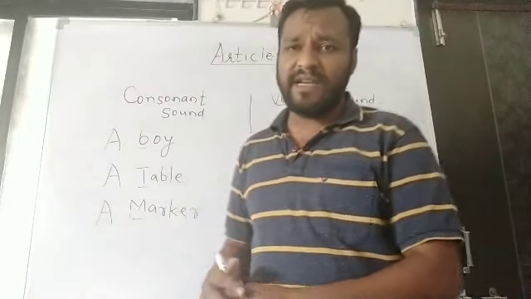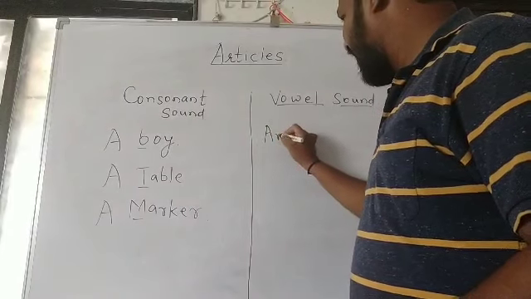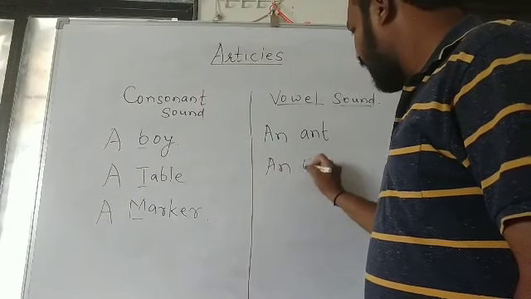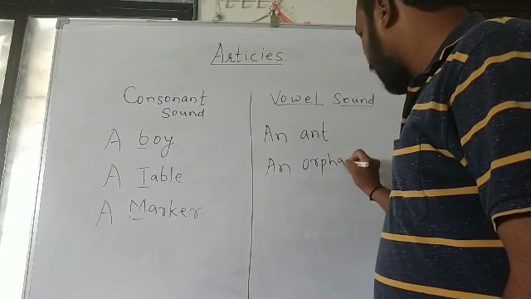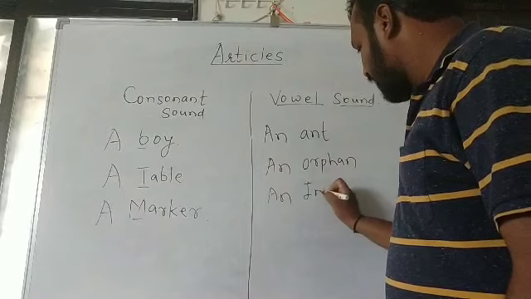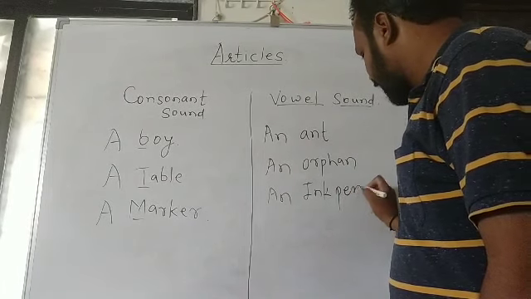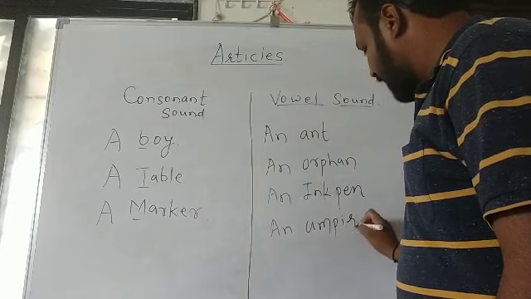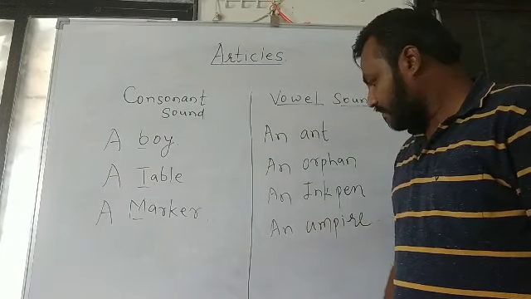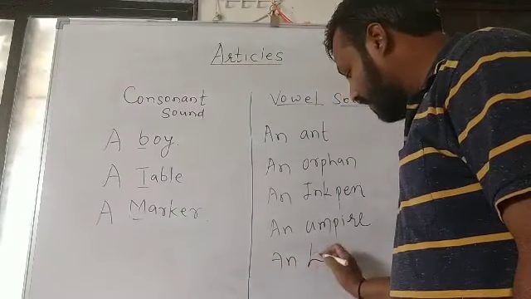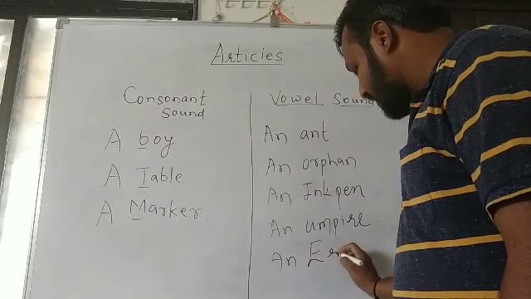Last examples only we will discuss. That is an ant, an orphan, an ink pen, an umpire, etc. Isn't it? Again one more vowel letter is remaining, that is an eraser.